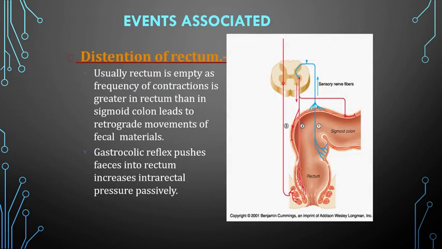So the events associated with defecation are distension of rectum. Usually rectum is empty, as frequency of contractions is greater in rectum than in the sigmoid colon, which leads to retrograde movements of the fecal materials. So usually the rectum will be empty. But the gastrocolic reflex pushes the feces into rectum, which increases the intrarectal pressure passively.